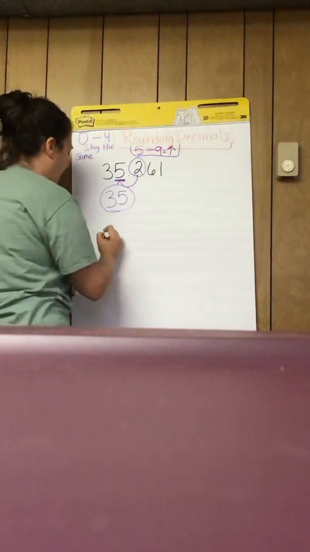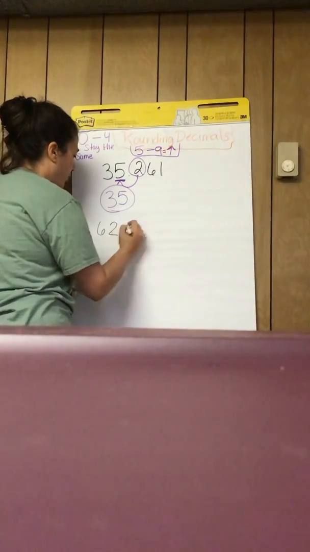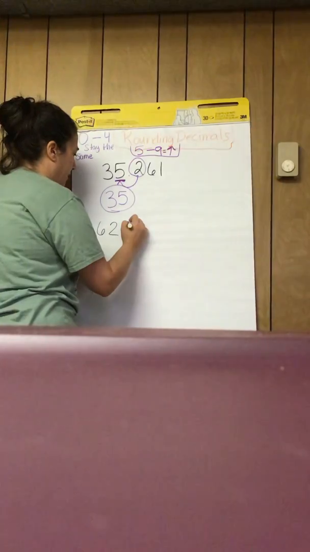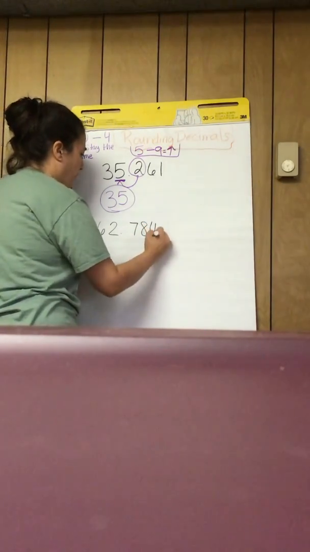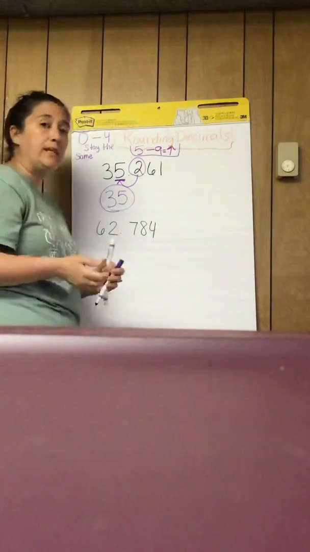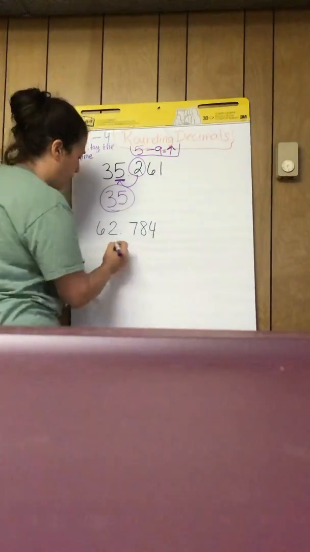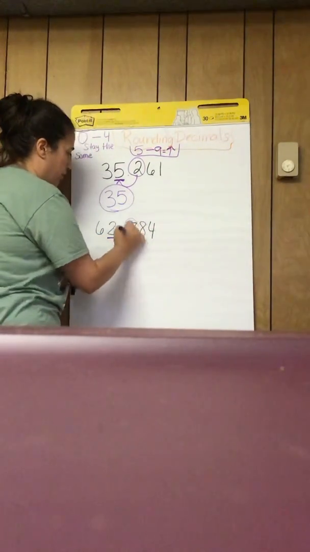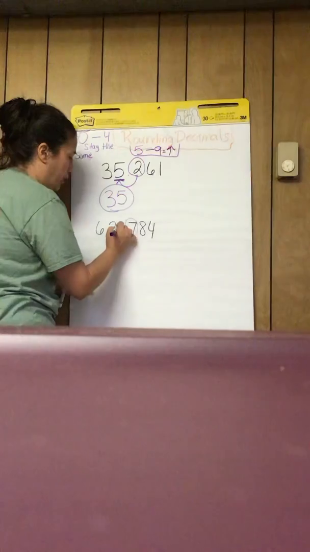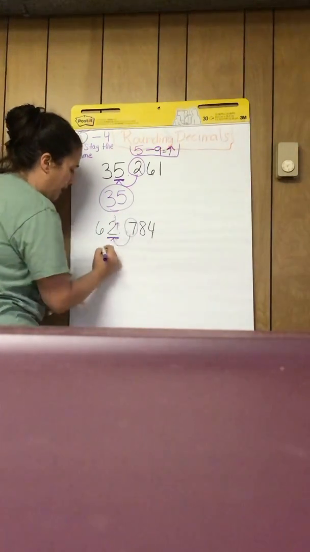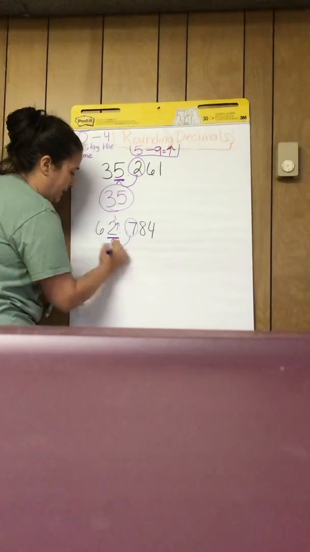What if you had 62.784? Again, you're always going to round to the nearest whole number. So you have your 2. Your 7 tells your 2 to go up to a 3. So your answer would be 63.